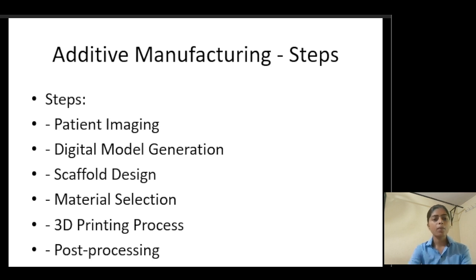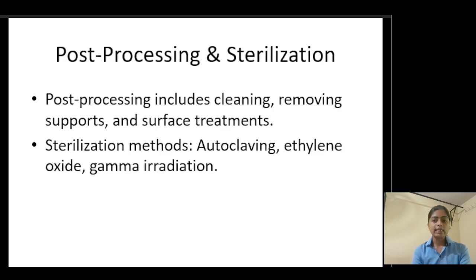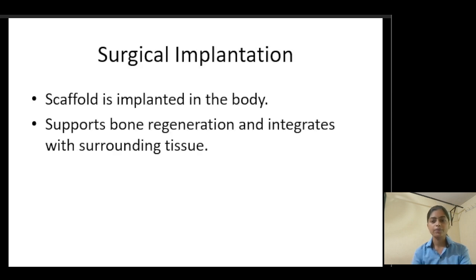Then, post processing. Post processing includes cleaning, removing supports, surface treatments, and a sterilization method. Sterilization methods are autoclaving, ethylene oxide, gamma radiation. Next is surgical implantation. The scaffold is implanted in the body, supports bone regeneration, and integrates with the surrounding tissues.